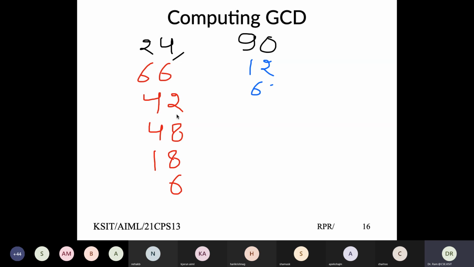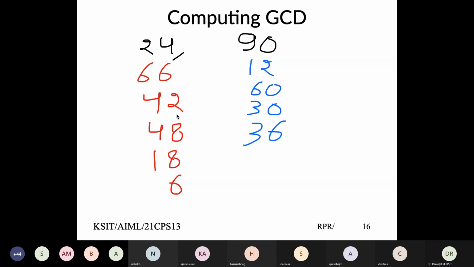60. 66 minus 6 is 60. Next, 30. How do you get 30? 48 minus 18. Next, 36. How do you get 36? 42 minus 6. 42 minus 6 is 36.